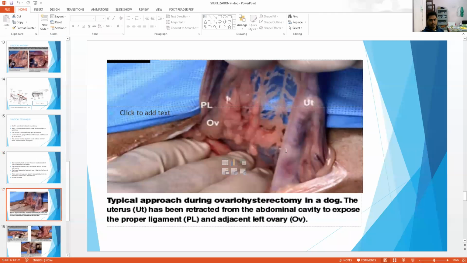This is the uterine body. First, this is the uterine horn. This is the second uterine horn. This is the ovary. Here the ovarian artery is there. Ligate this ovarian artery, and after ligation of both ovarian arteries of both sides, ultimately you reach here for the ligation of the uterine vessels.